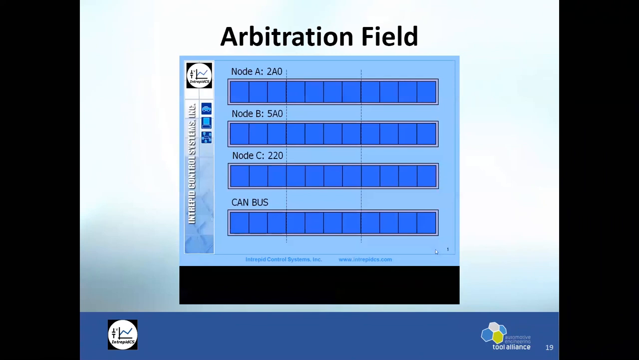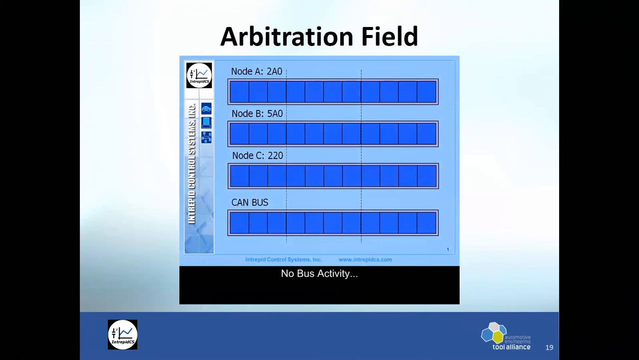What you're going to see here before I start the video is, if you know binary, node A is going to transmit 0101010000. B is going to do 1101010000, and so forth. Let's just play the video and you'll see what happens.